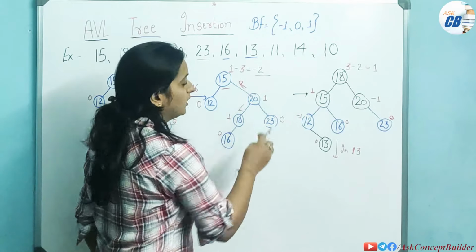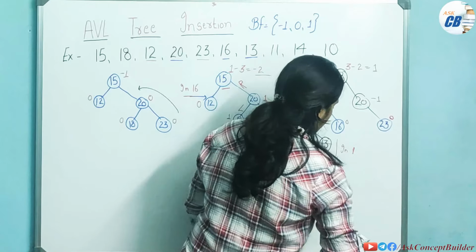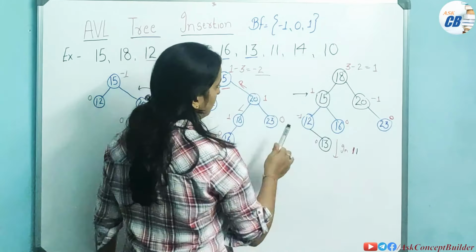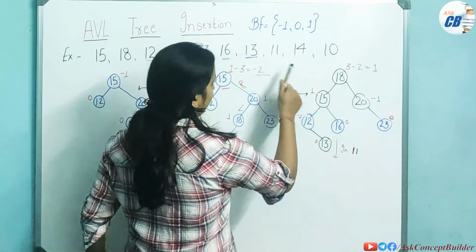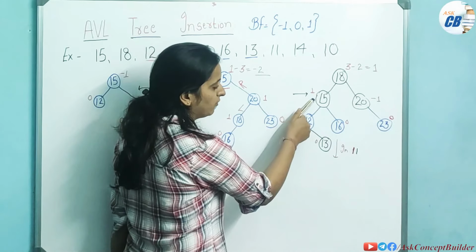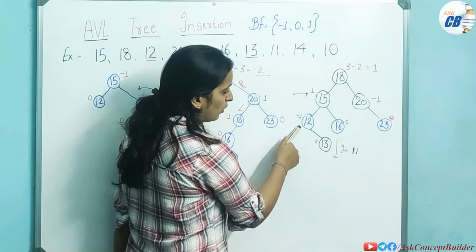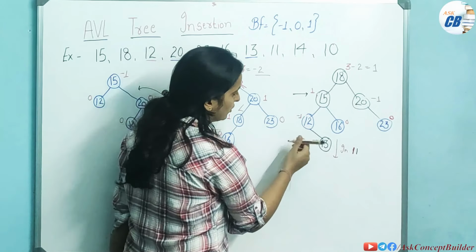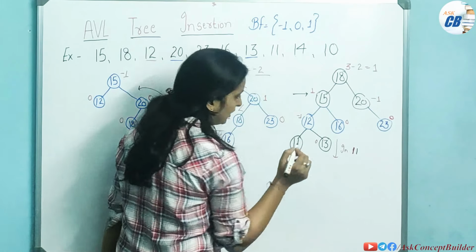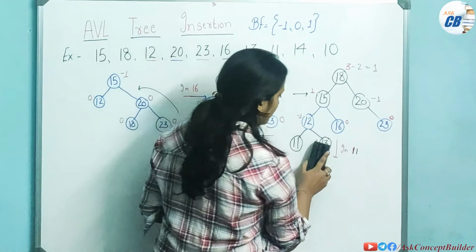Fine. Now after 13 we have to insert the node 11. Okay, now we'll insert the node 11. So see, where will your 11 come? Now see here, 11 is smaller than 18, so it will come to the left of 18. Again it is smaller than 15, so it will come to the left of 15. Again 11 is smaller than 12, so it will come to the left of 12. So your 11 will come here. Fine. Now again what we have to do? We have to find the balance factor for each and every node again.